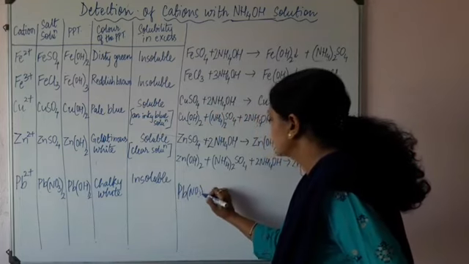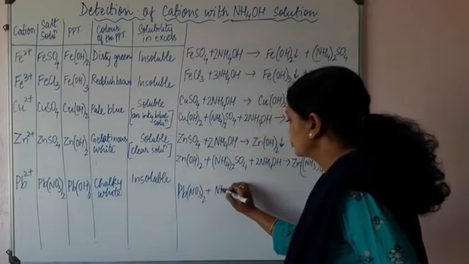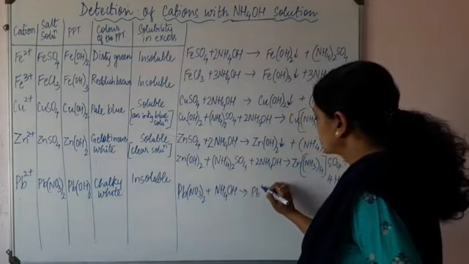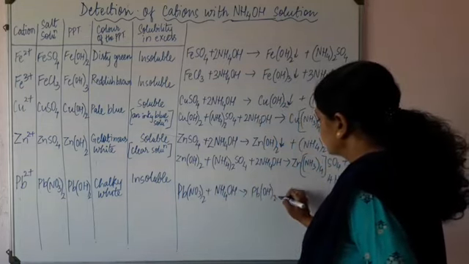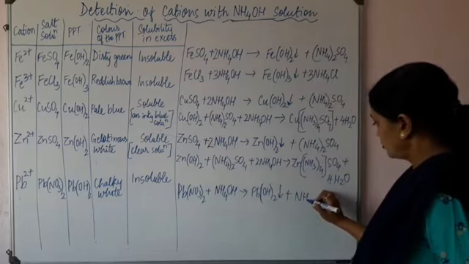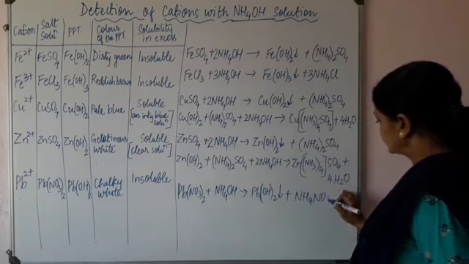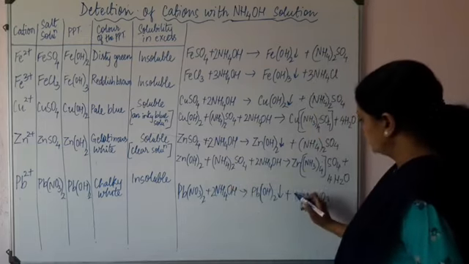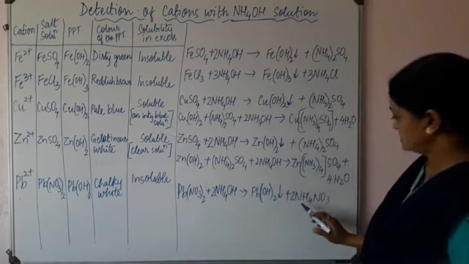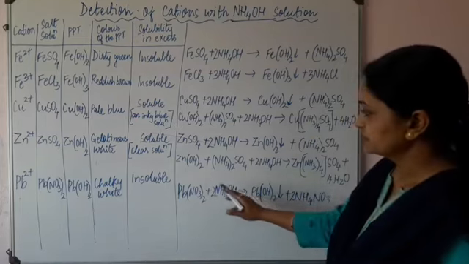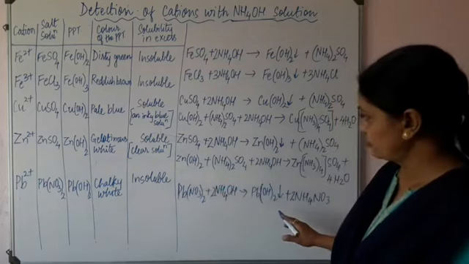Here lead nitrate when it reacts with NH4OH, we get lead hydroxide, which is a chalky white precipitate, along with ammonium nitrate. So you are getting ammonium nitrate, and we balance it here. So this is a chalky white precipitate which is insoluble in excess of ammonium hydroxide.